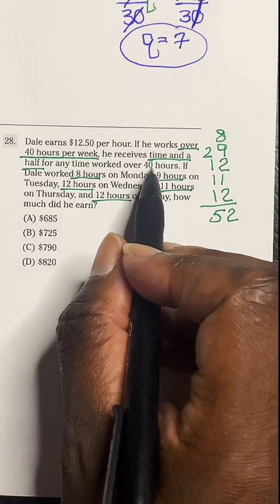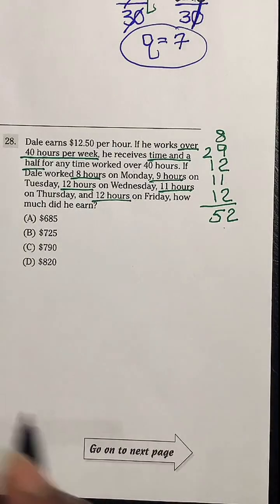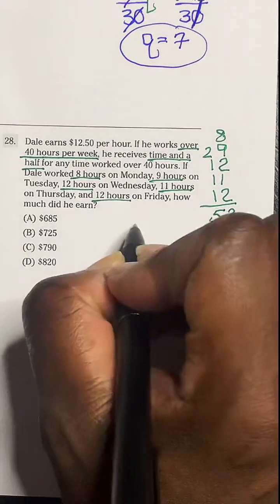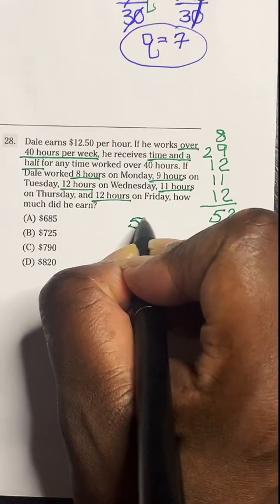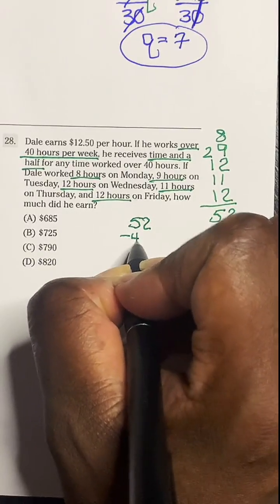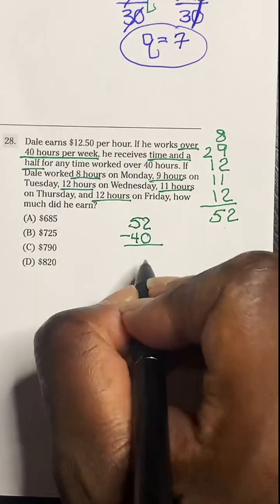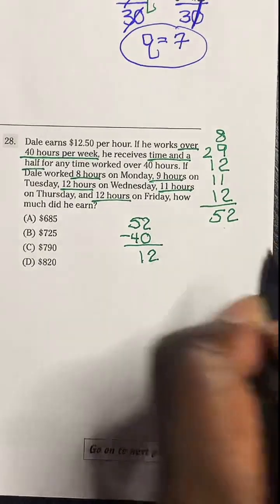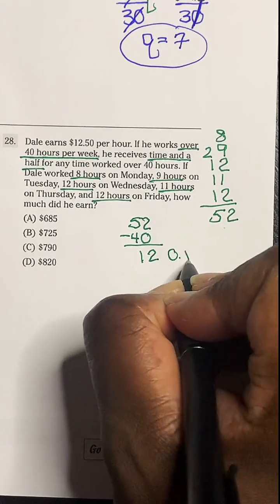Anything over 40 hours is going to be time and a half. Well, let's see how much over that is. So it'll be 52 minus 40. So we're looking at 12 hours overtime. OT.